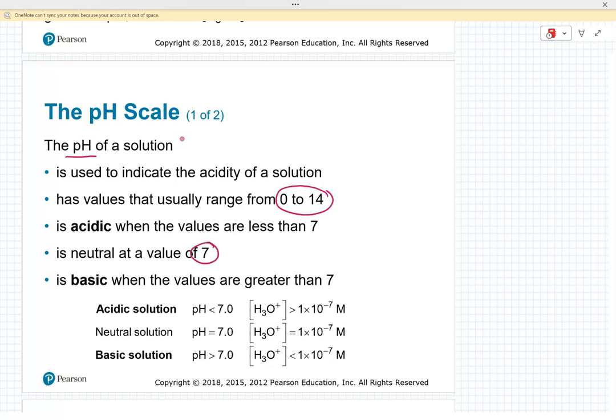So 7 is neutral, less than 7 is acidic, more than 7 is basic. Okay?